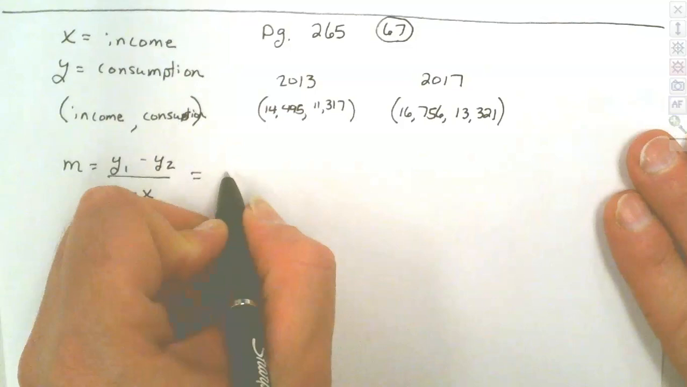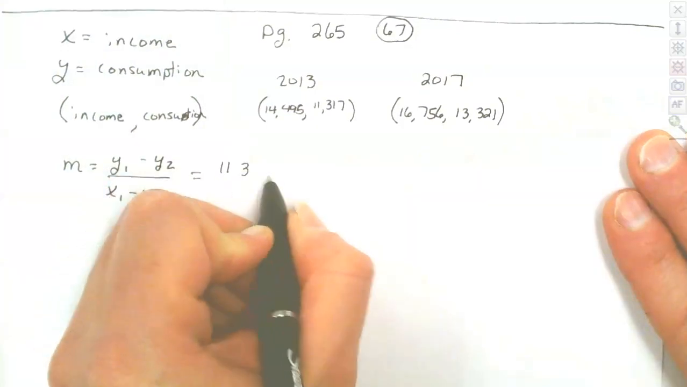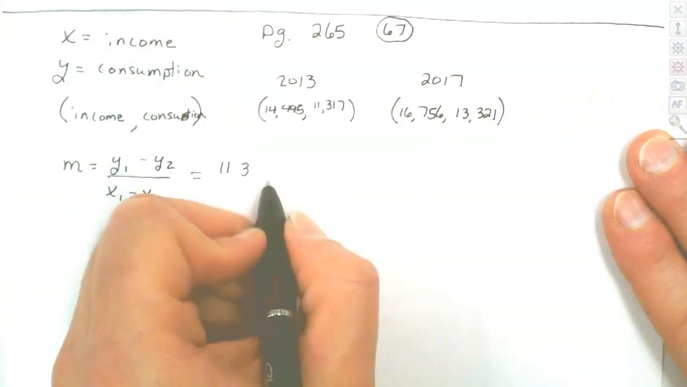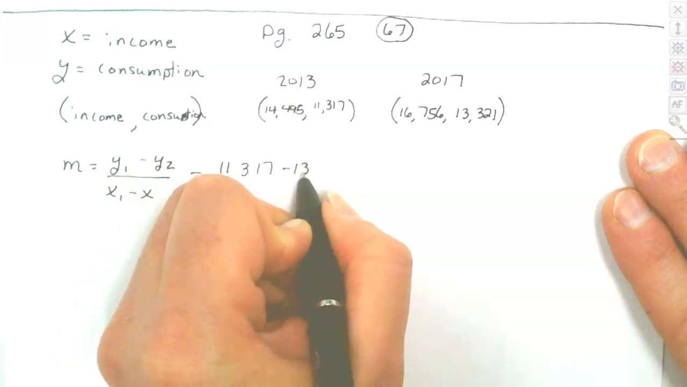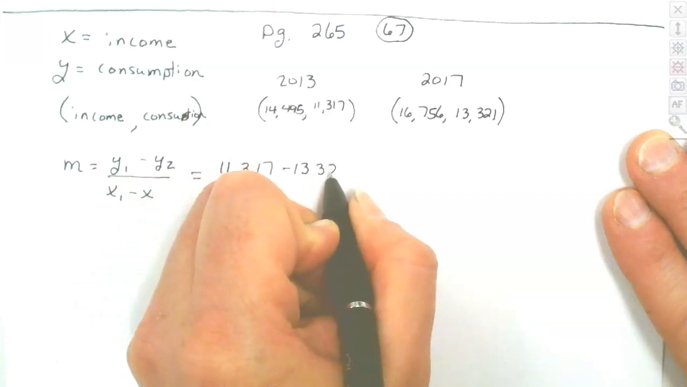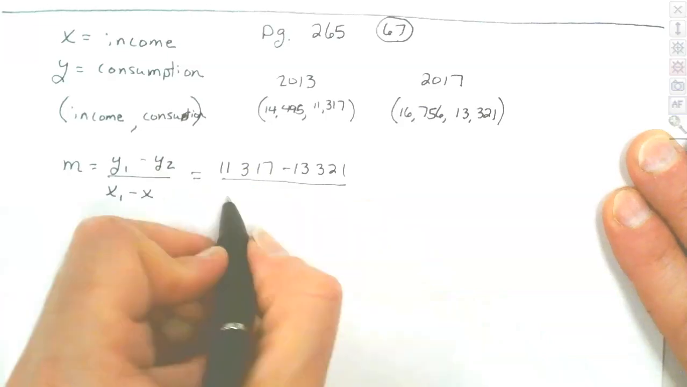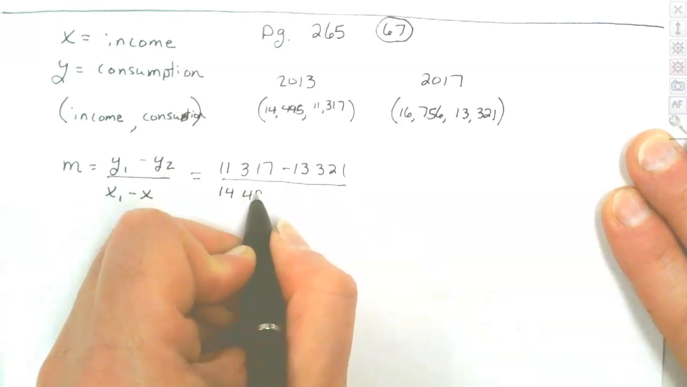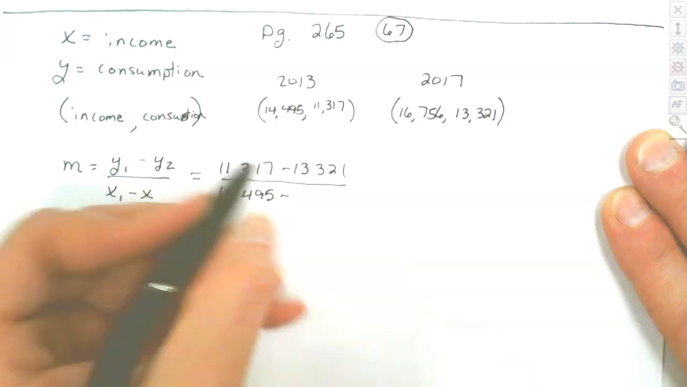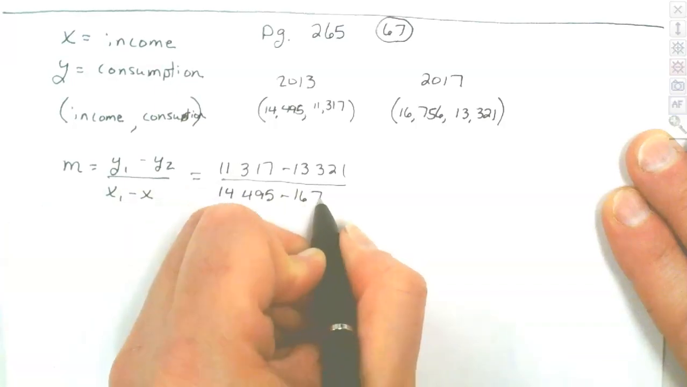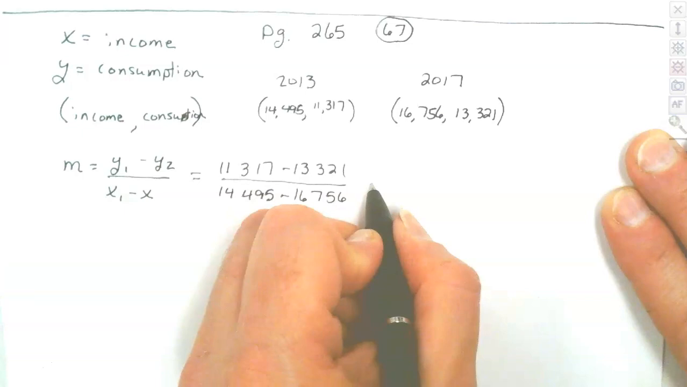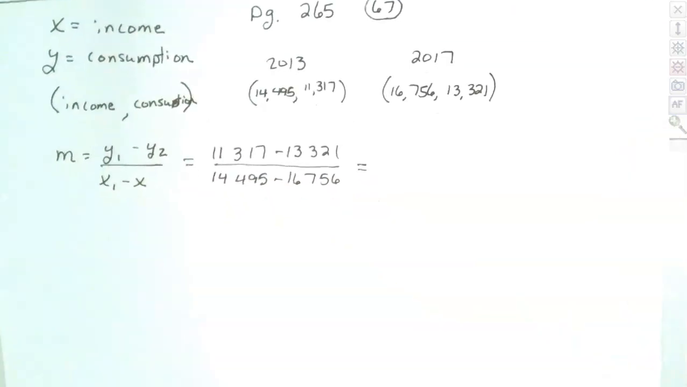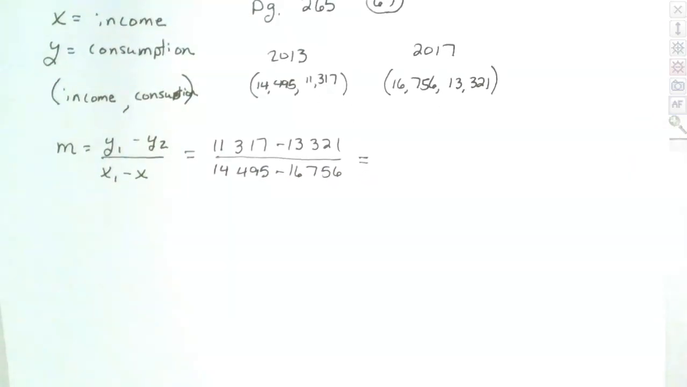So let's go ahead and work this out. We've got 11,317 minus 13,321 over 14,495 minus 16,756. We'll work this out, and we'll go ahead and round to the nearest cent because we're working with money. So when we work this out, we'll just round to 2 places. That should be enough if we need to.